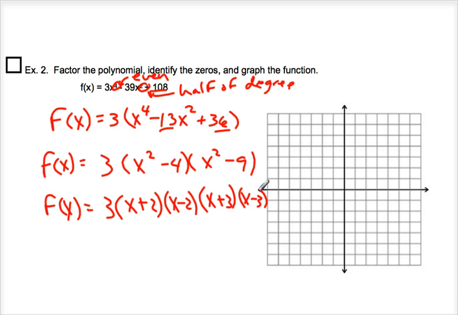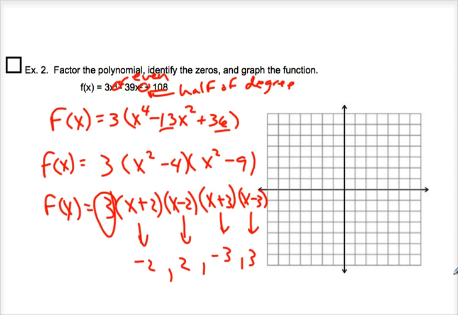Because this one was x to the fourth, it could have 4 zeros, and this one does in fact have 4 zeros. They are -2, +2. What plus 3 is 0? -3. And what minus 3 is 0? +3. There's your zeros. This 3 out front doesn't do anything because it doesn't have an x with it, so just taking that 3 out made it easier to factor.